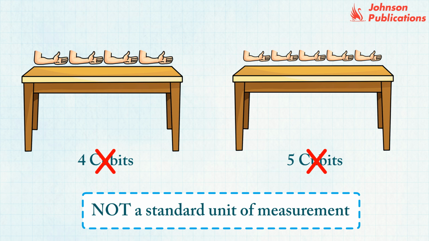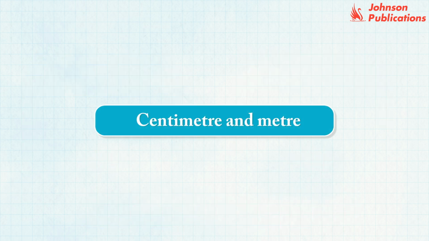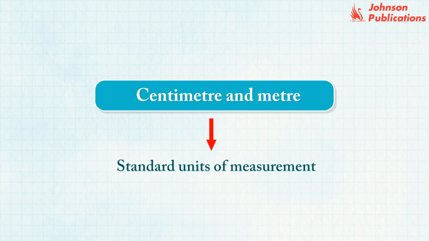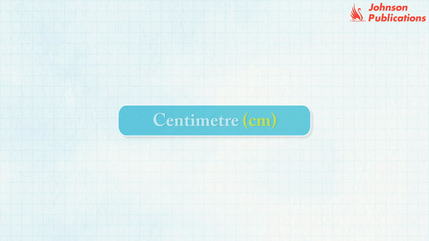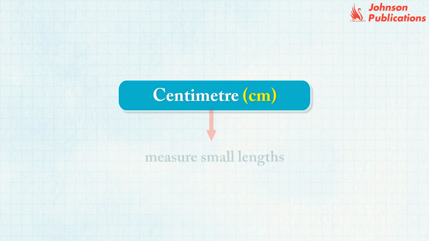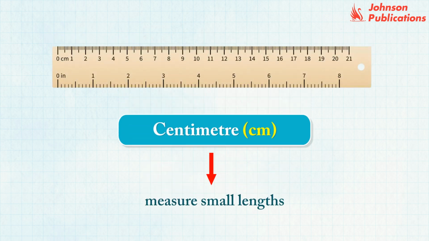So, we need a fixed or standard unit of measurement so as to get the same length every time. Centimeter and meter are the standard units for measuring length. The unit called centimeter is used to measure small lengths. We measure small lengths using a ruler. The short form of centimeter is this.